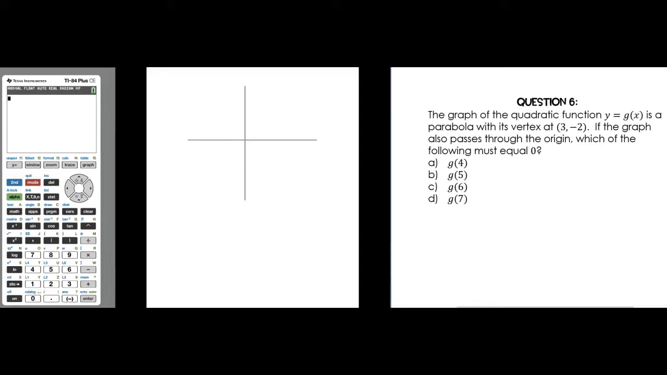All right, looking at question number 6. The graph of the quadratic function y equals g of x is a parabola, and its vertex is located at (3, -2). The graph also passes through the origin. Which of the following must be equal to 0?